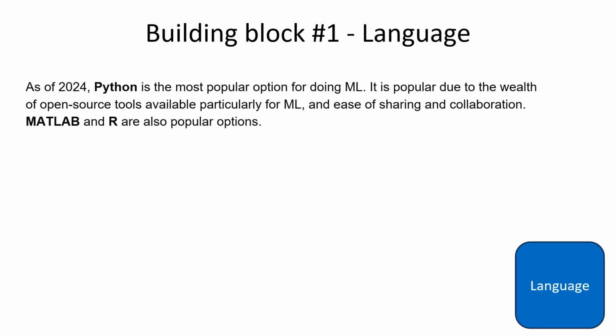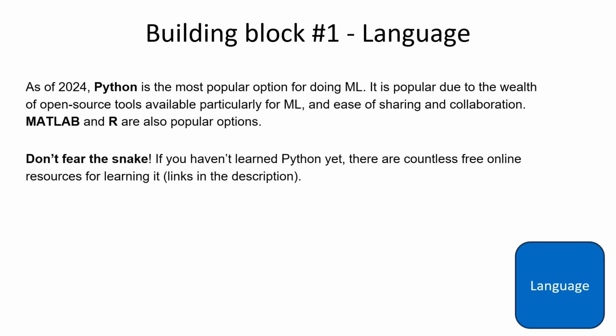So let's start with the first building block, programming language. As of 2024, Python is the most popular option for doing machine learning. It is popular due to the wealth of open source tools available, particularly for machine learning, and the ease of sharing and collaboration. MATLAB and R are also popular options.